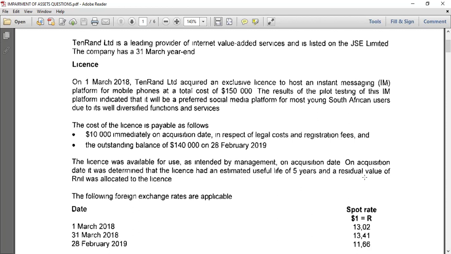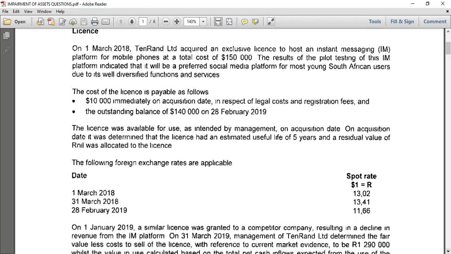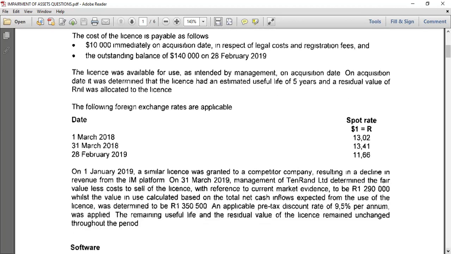On acquisition date, it was determined that the license had an estimated useful life of 5 years, and the residual value of nil was allocated to the license. Right. On 1 January 2019, a similar license was granted to a competitor company, resulting in a decline in revenue from the IM platform. On 31 March 2019, management of 10 Rand Limited determined the fair value less cost to sell of the license with reference to the current market evidence to be 1,290,000.